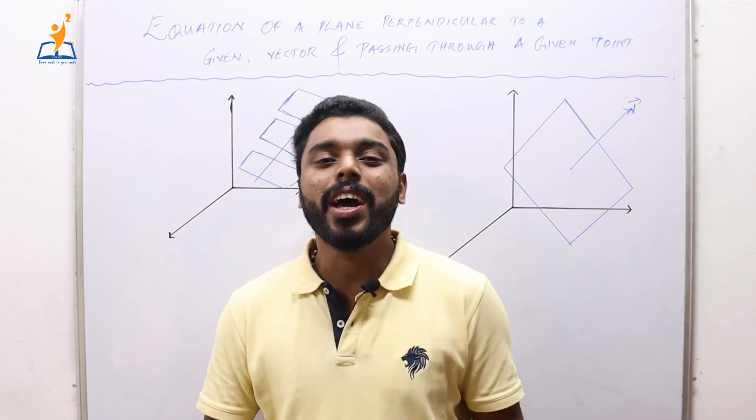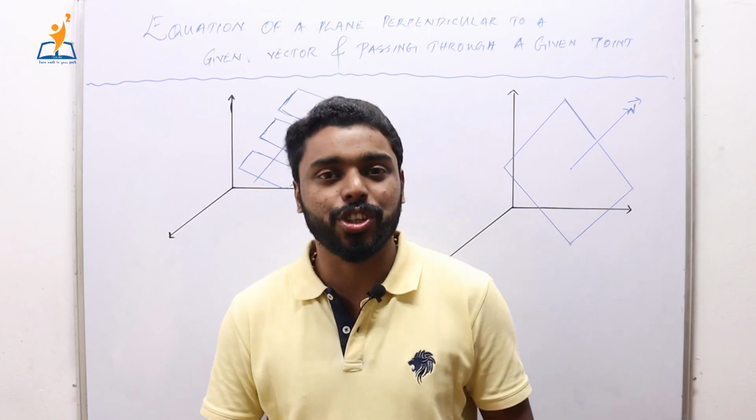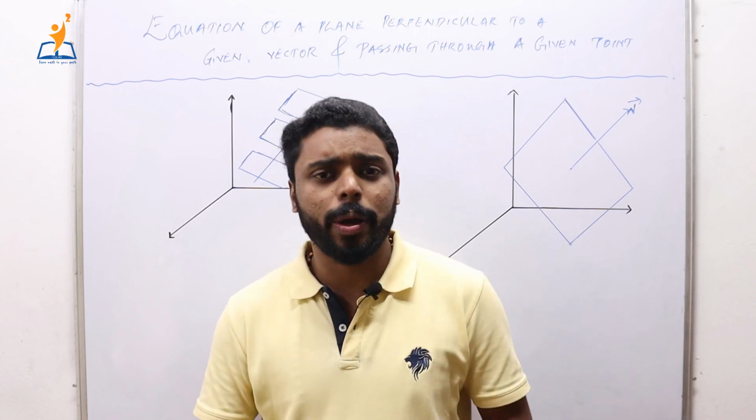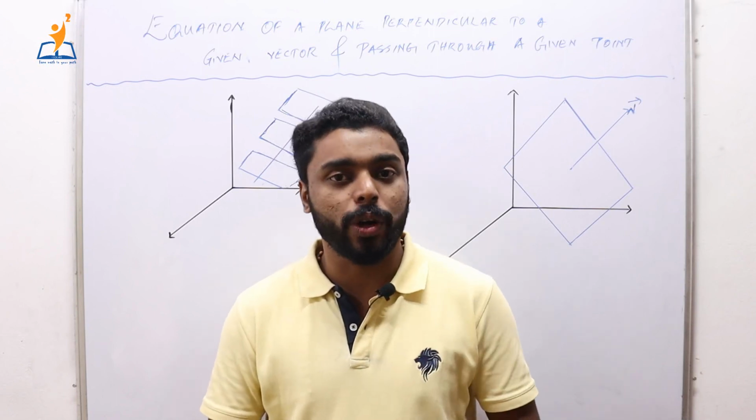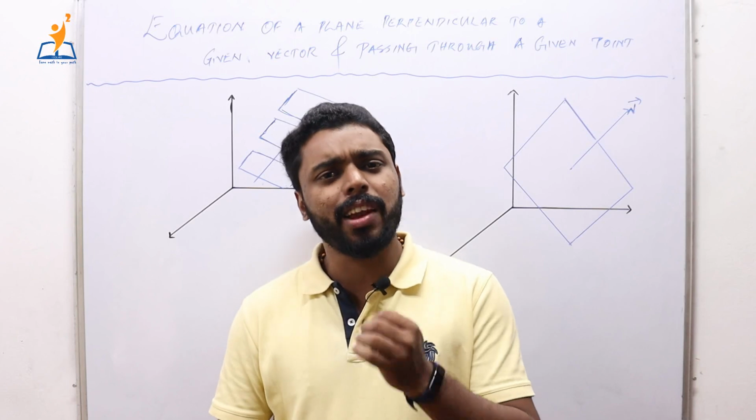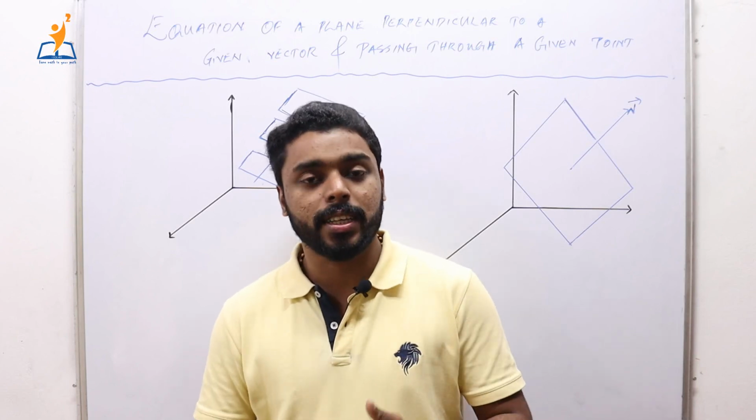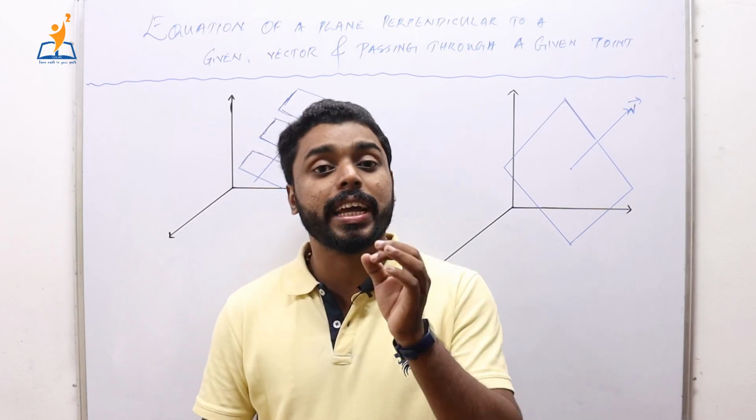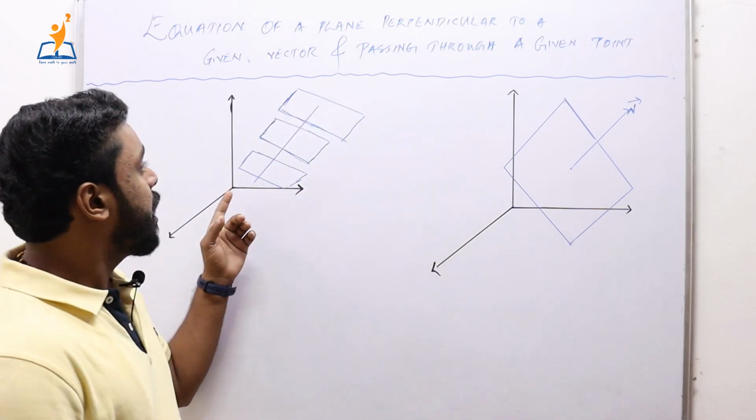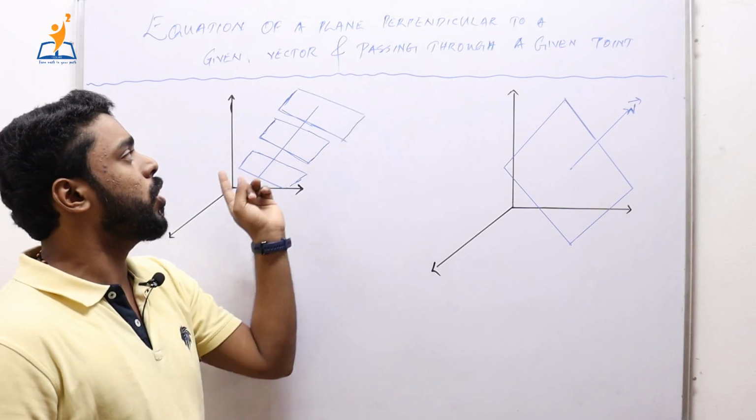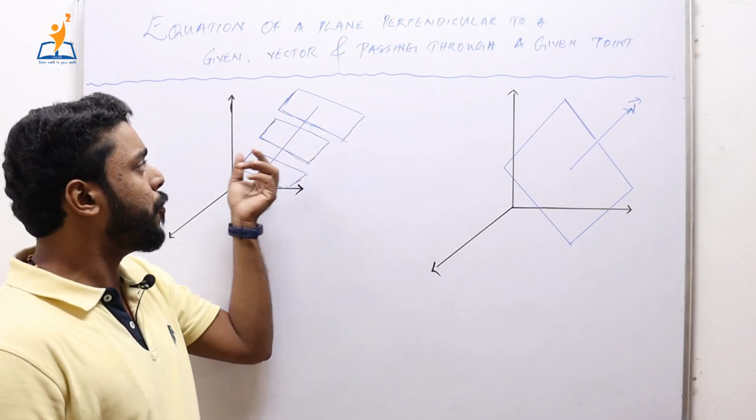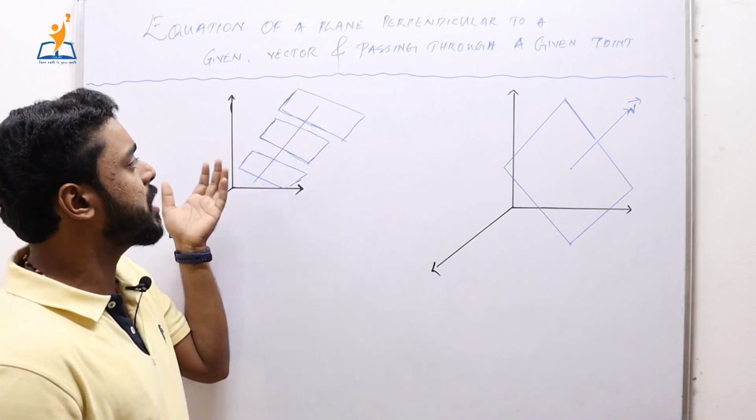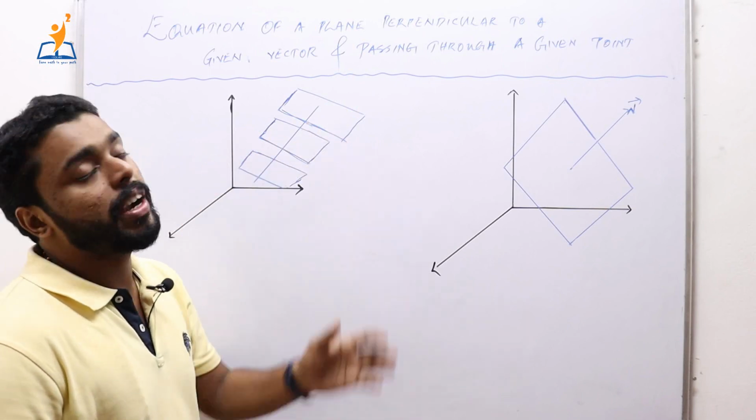First of all, we are going to discuss the equation of a plane which passes through a point and perpendicular to a vector. We know that we can find lots of planes, maybe infinitely many planes, which are perpendicular to a given vector like this. Whenever we are given a perpendicular vector or a perpendicular line, we can find infinitely many planes which are perpendicular to the given vector.